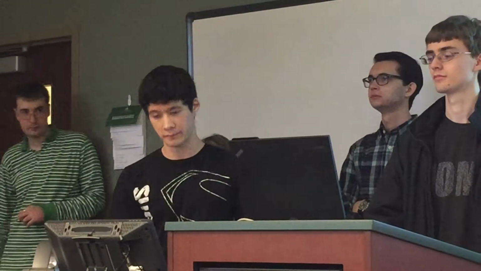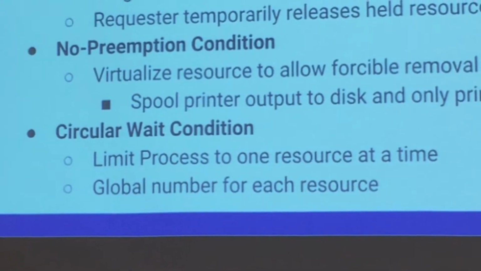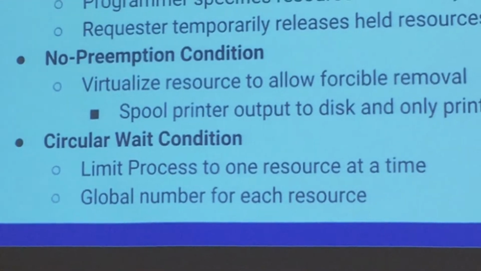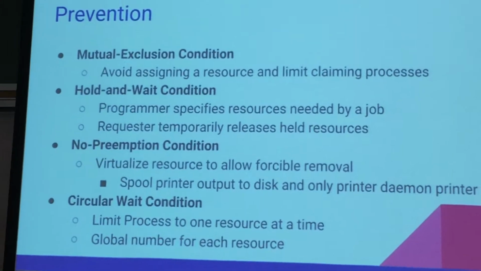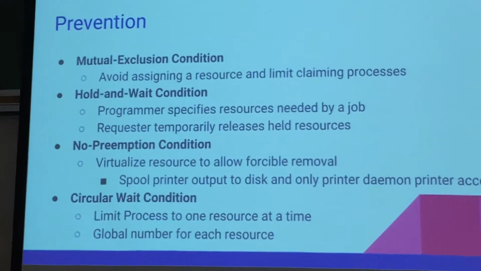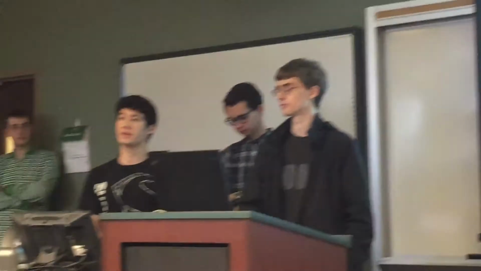But that also, if you have a large enough disk space, it doesn't matter. And finally, we have the circular wait condition. This is the actual cycle where the processes are asking for the other one's resource. So you have somewhere in your system that cycle that they get stuck. You could limit the process to one resource at a time, but you just can't do that because some processes need more than one resource to function.